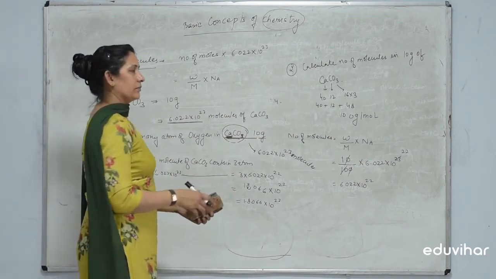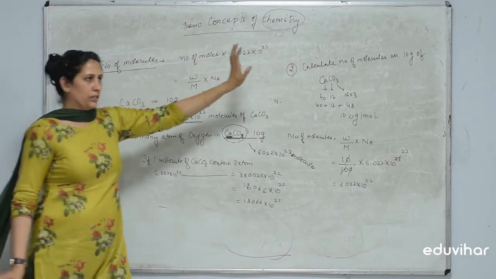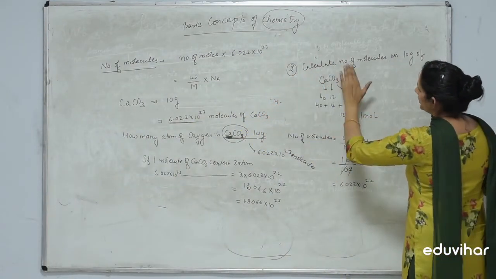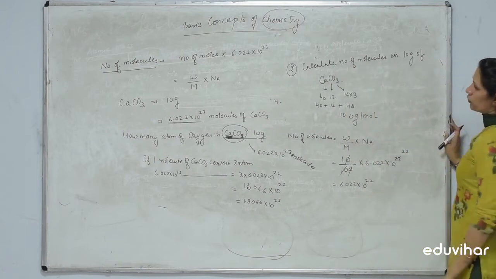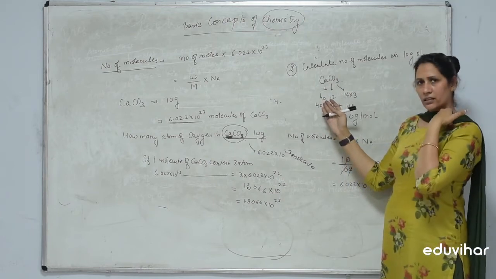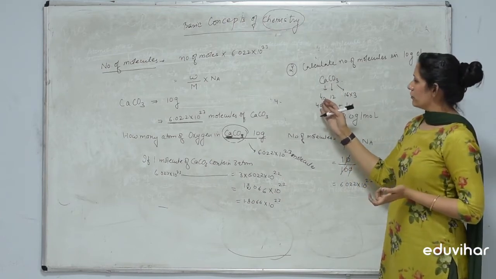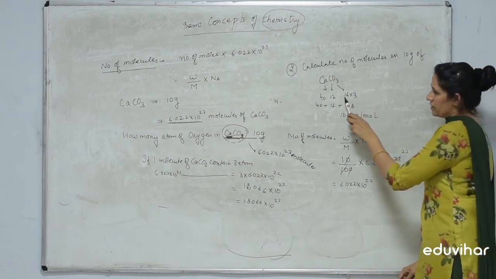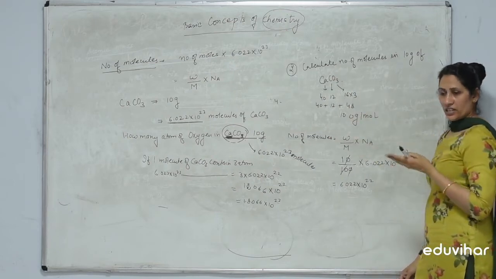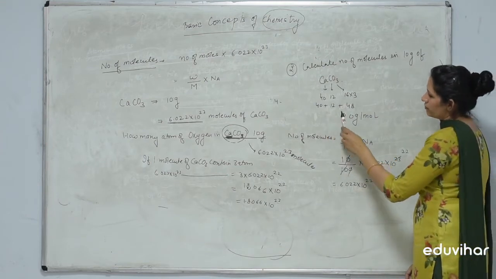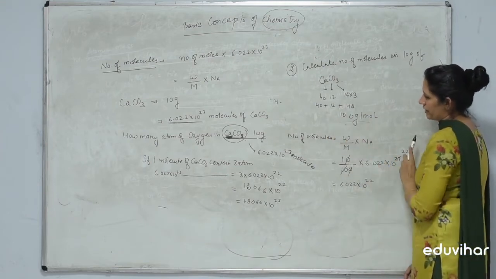Again I am starting from that point. If you have any confusion, then clarify it. Calculate the number of molecules in 10 gram of calcium carbonate. Calcium carbonate: 40 is the atomic mass of calcium, carbon has 12, oxygen has 16. 16 multiplied by 3 because calcium carbonate contains 3 atoms of oxygen. 40 plus 12 plus 48 gives you 100 gram per mole.